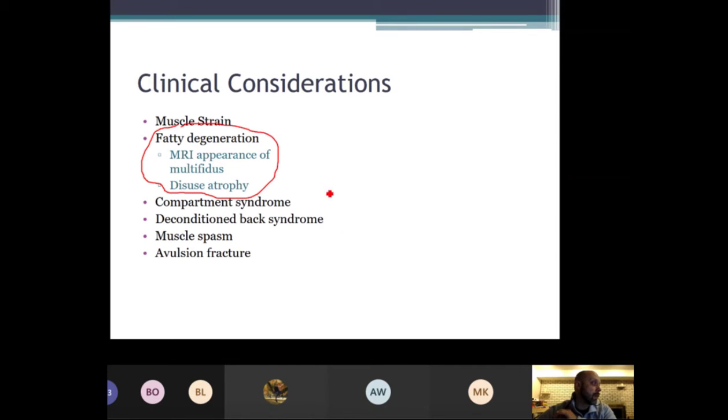Decongestive back syndrome kind of piggybacks off of this idea of fatty degeneration. So you get injured, you stop. You stop moving. You lose some of your muscle tone. Fat comes in. You're not as strong. Therefore, you're more prone to re-injury at a later date, and that then triggers the whole cycle again. So kind of this idea of once you start losing this conditioning.